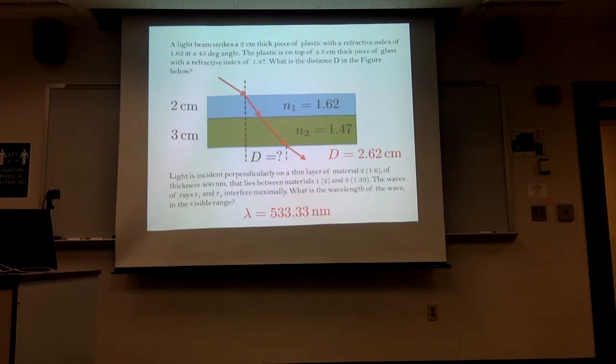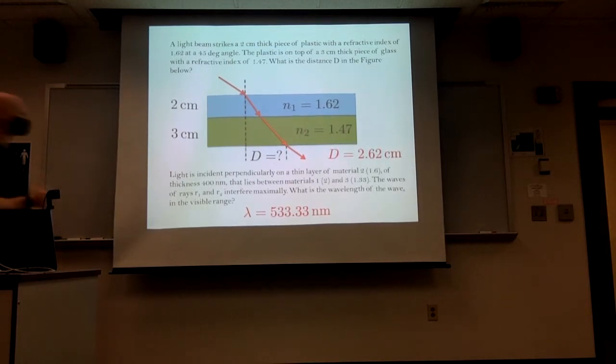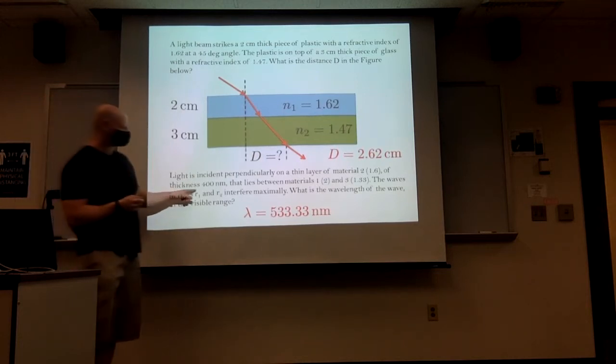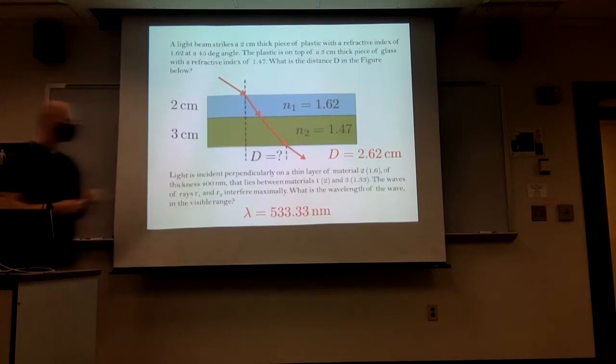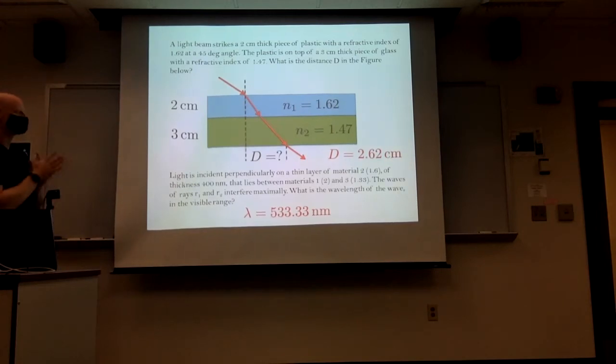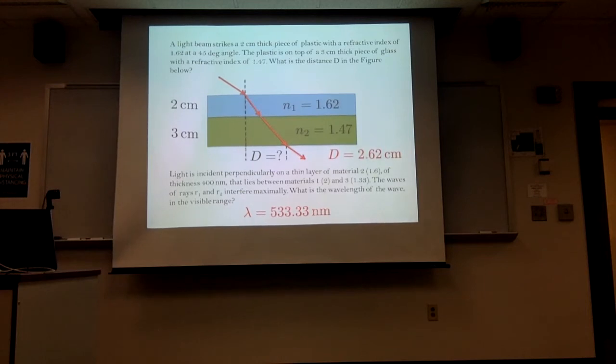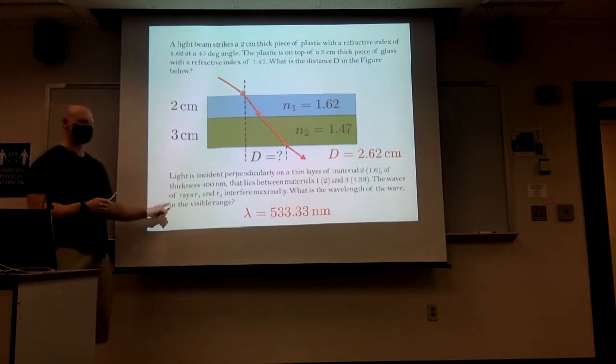The second one is a thin film interference question. It says light is incident perpendicularly on a thin layer of material 2, which has an index of refraction of 1.6 and a thickness of 400 nanometers, lying between a first material with an index of refraction of 2 and a third material with 1.33. The rays R1 and R2 interfere maximally, which means again we have constructive interference. So what is the wavelength within the visible spectrum of light?